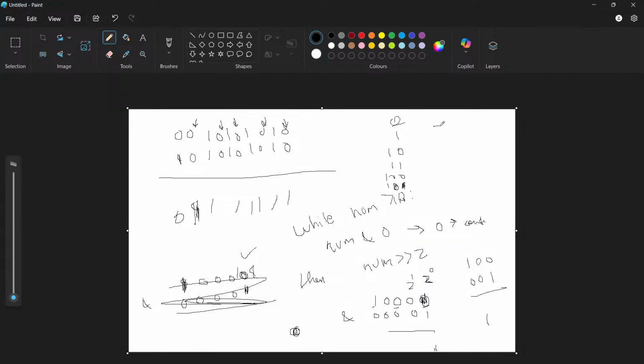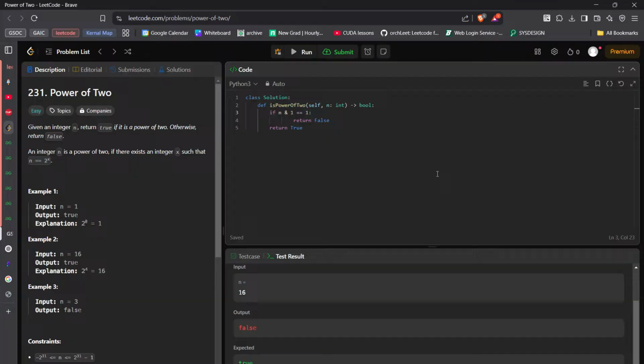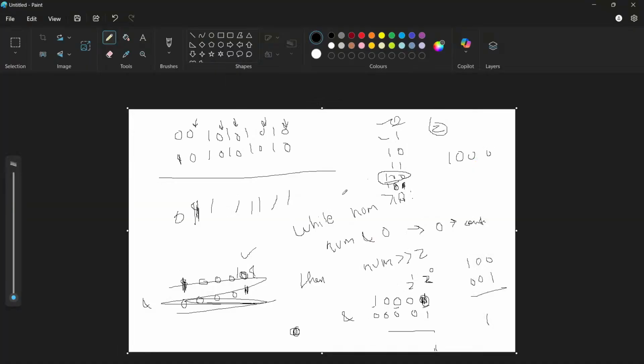This is for 2 power 0. This is 2 power 0 to 1. 2 square is 4: 0 1 2 3 4. 2 power 3 is 8. What is 8? 0 1 0. So 0 1, 1 0 0, 0 1 0.